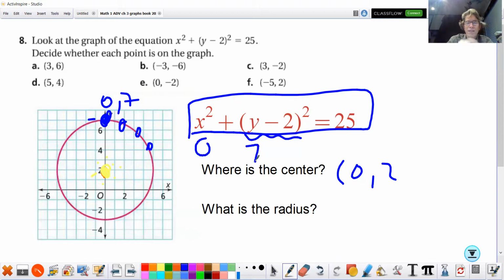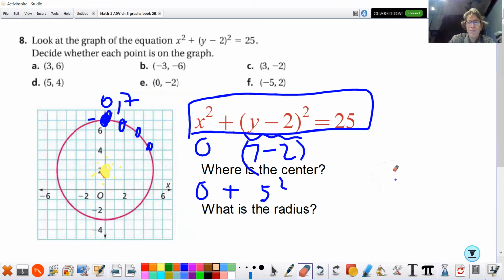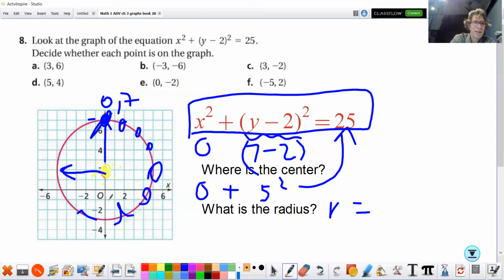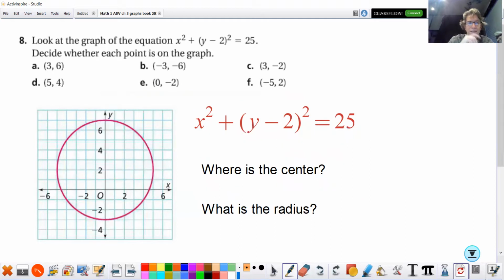What do you get when you get 0, 7? Well, you get 0 squared is 0. What's 7 minus 2? That's 5. And isn't 5 squared 25? Every dot on here will work in this equation. And of course, the radius is still 5 away. Every dot's still 5 away. Now, don't worry if you're a little confused about that. Let's get this straightened out, figure out what's going on.